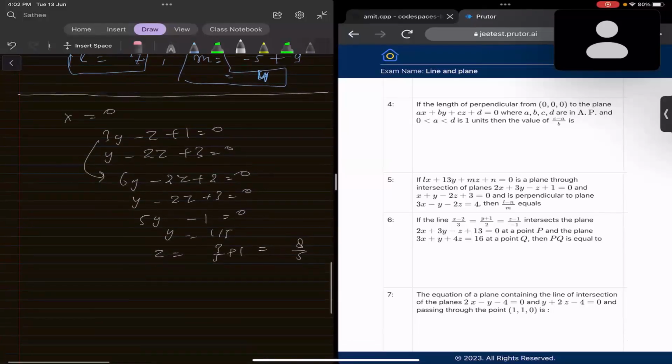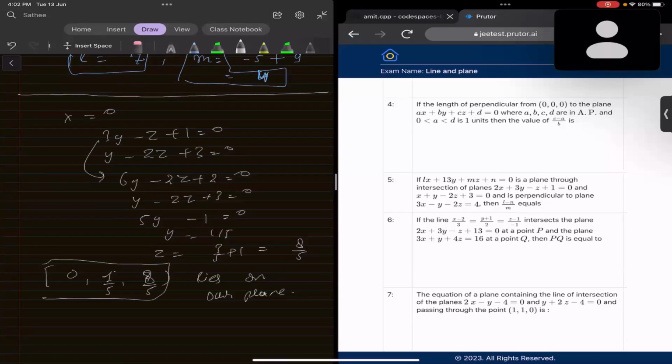Okay, so we know that (0, 1/5, 8/5) lies on our plane. So we can put this value in the original equation, that is lx + 13y + mz + n = 0, and by putting that value we can find our n. Okay, so this was a bit lengthy part, but there is another approach.